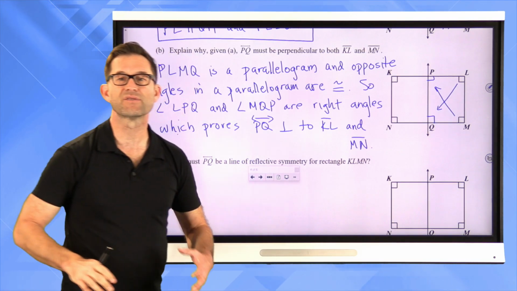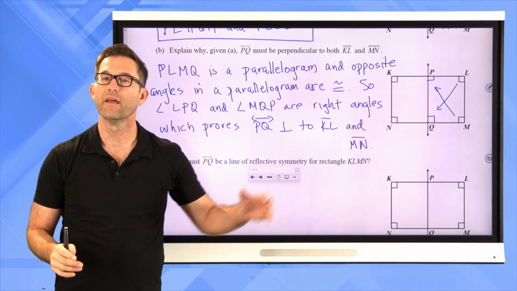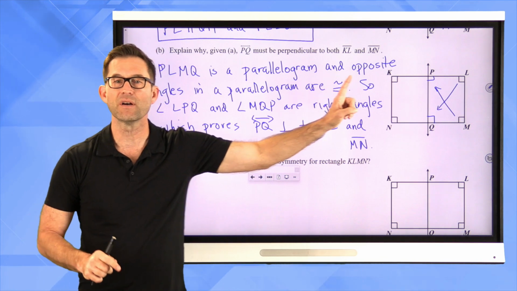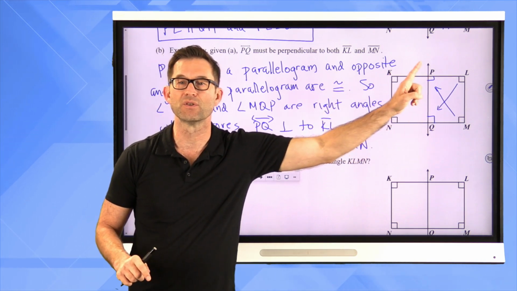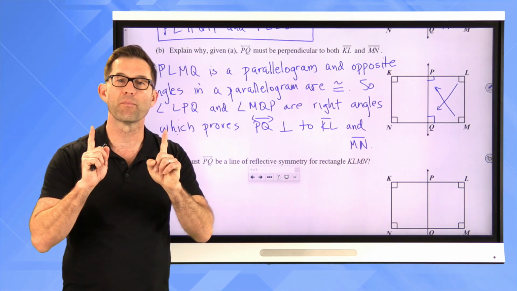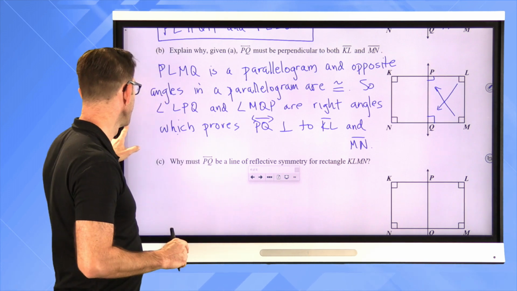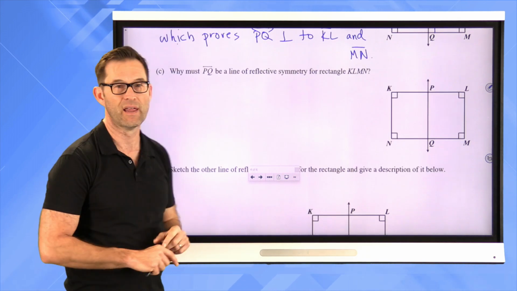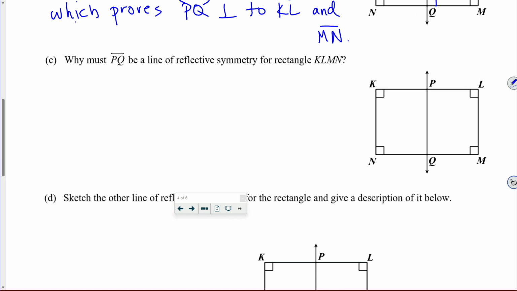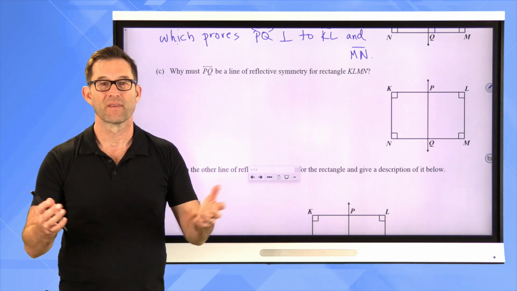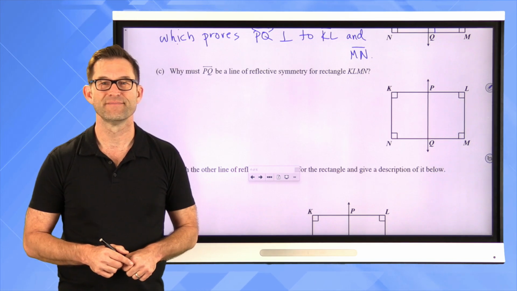Now, why was that so important, right? That line was not just going through the midpoints of those two sides, but also was perpendicular to those two sides. Well, that gets us into letter C. Why must PQ be a line of reflective symmetry for rectangle KLMN? All right, see if you can write something down.